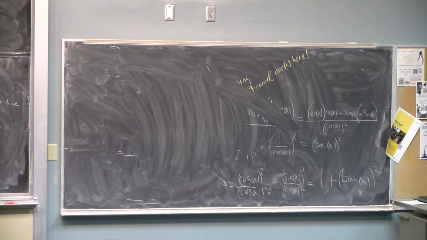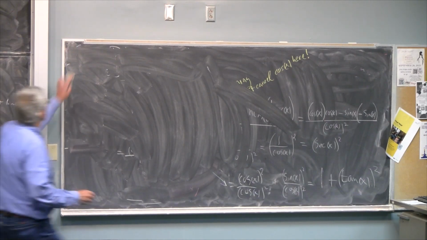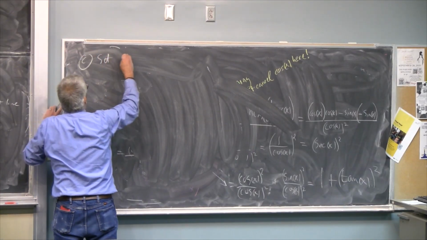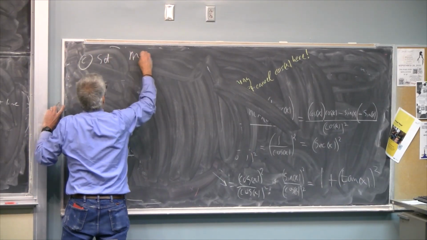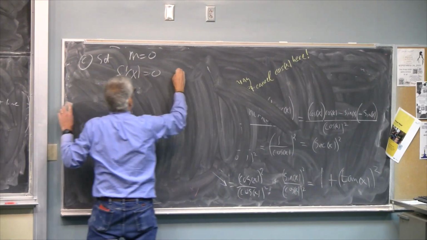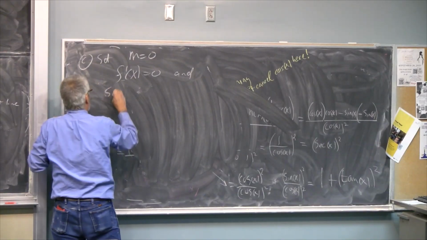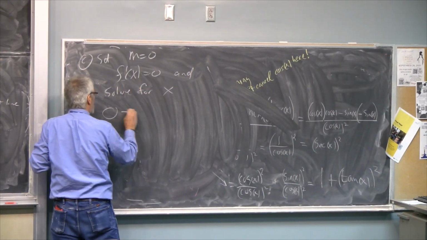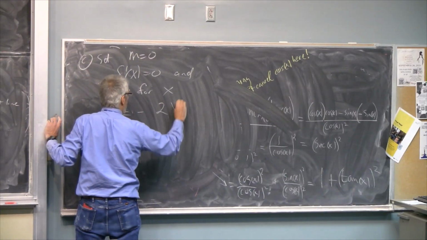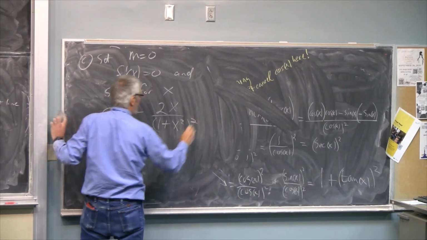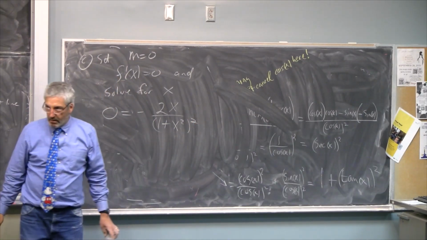Yeah, so C, set m equal to 0. So f prime of x equal to 0 and solve for x. So let's turn this around. 0 equals minus 2x over 1 plus x squared. How are we going to solve that in 1 minute?